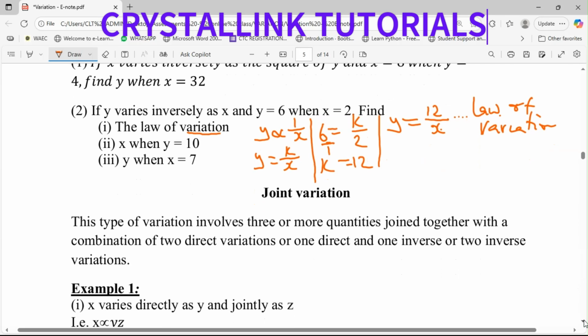So far we've looked at direct variation and inverse variation. The next will be joint variation.